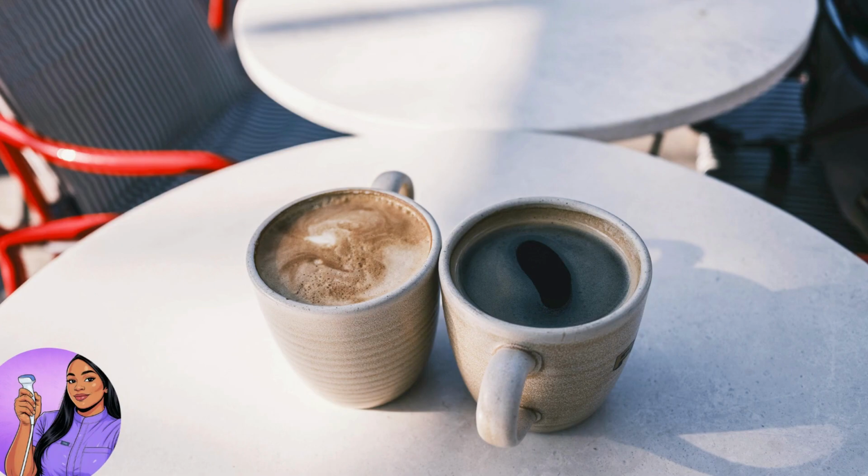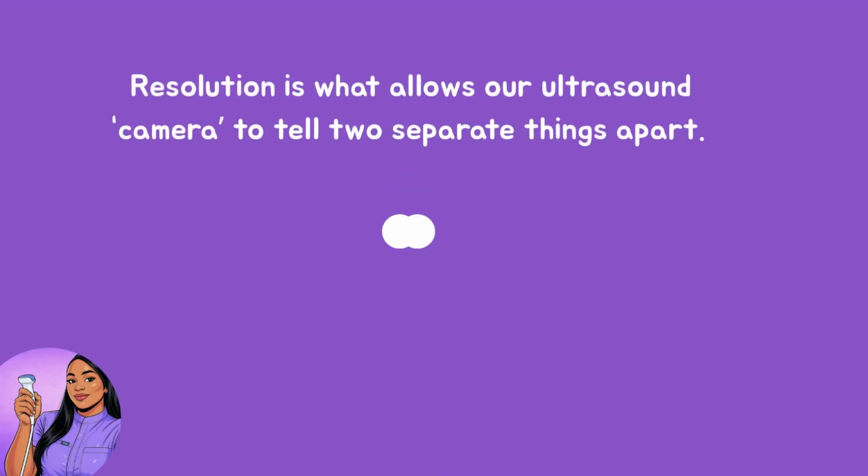And in ultrasound, we need that same kind of clarity. If our echoes are close together, but our system can't tell them apart, then what you see on your image will be inaccurate. So, resolution is what allows our ultrasound camera to tell two separate things apart.